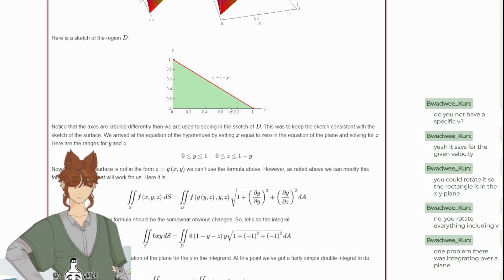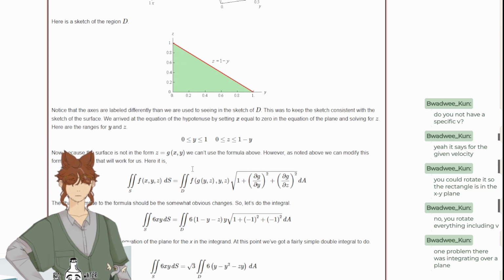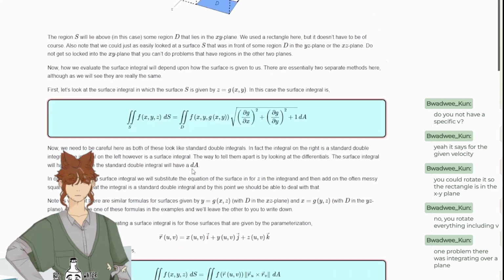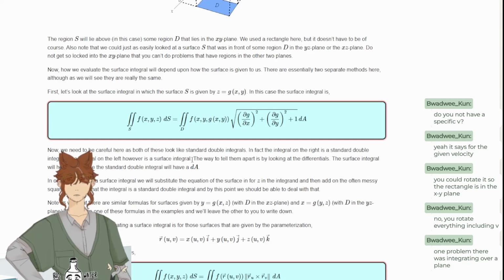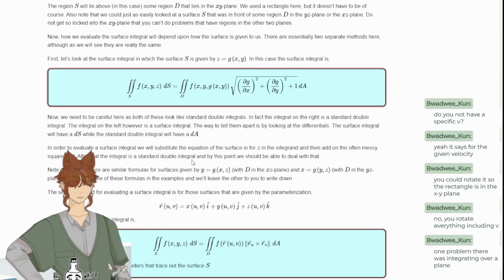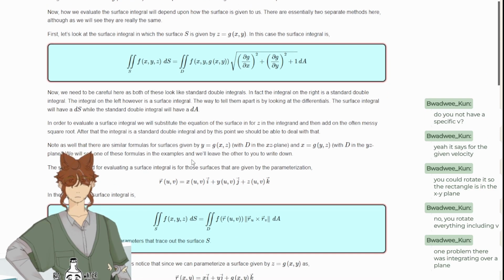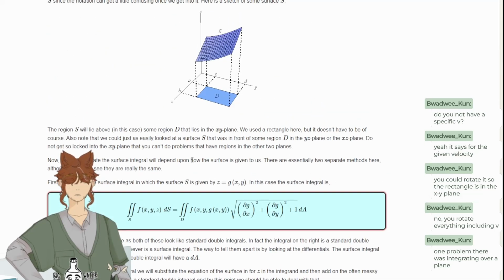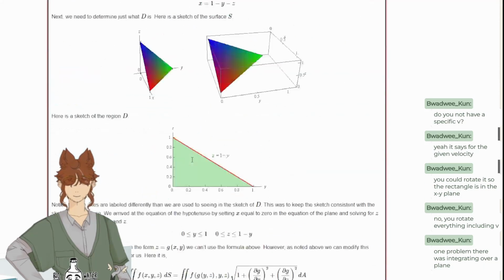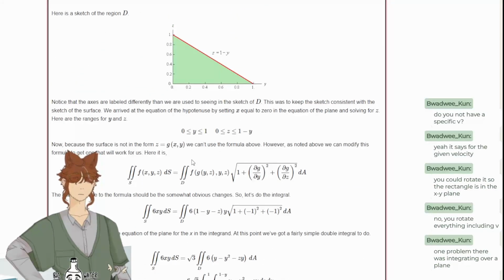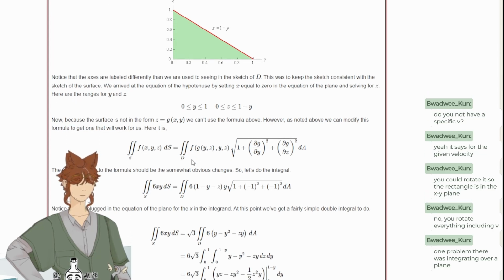Yes, I'm vaguely remembering. Okay, the integral surface is not in the form z equals g of x, y. We can't use the formula above. However, as noted, we can modify this to work for it. We'll substitute the equation in for z in the integrand and then add on the often messy square root. After that, it's a standard double integral, and I should be able to do that. Where's the D, though? In some regions, D lies in the xy plane. Okay, how do they modify it?